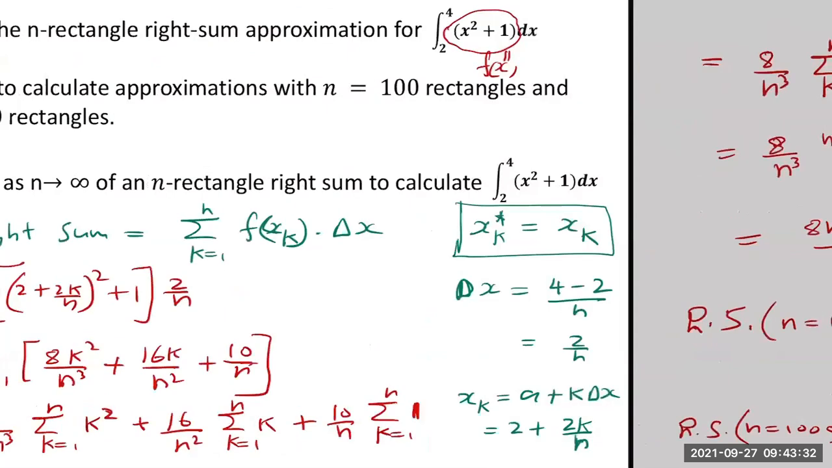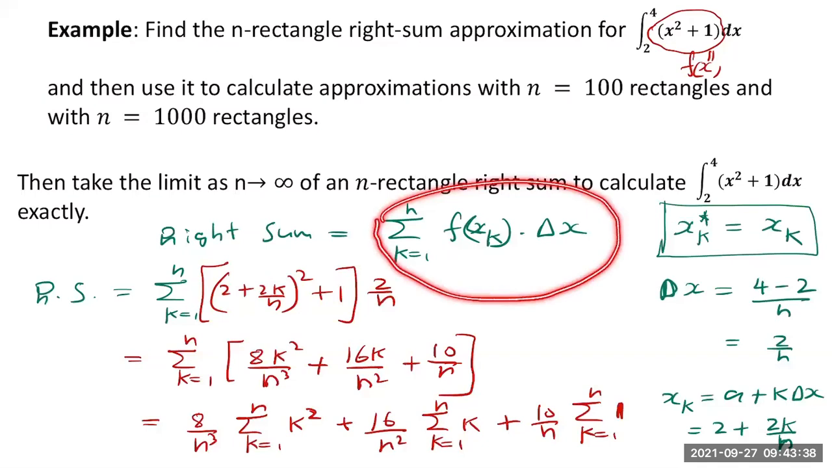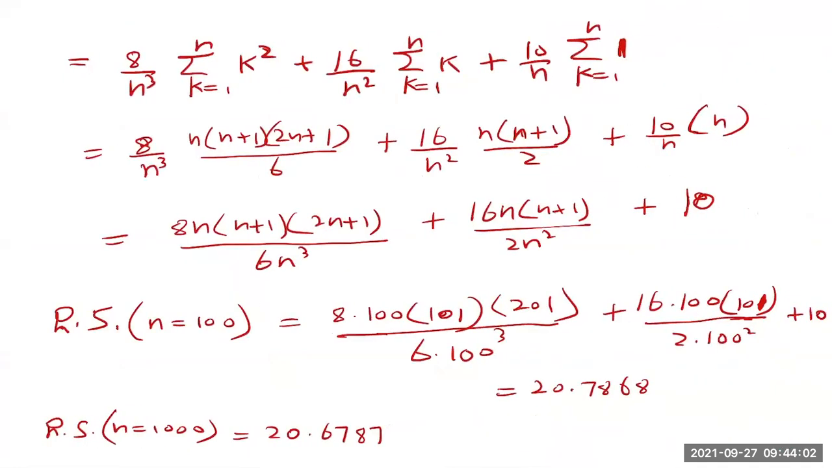And we started with this formula. Remember, we started with this formula. And if I take the limit as n goes to infinity, by the definition of the definite integral, we get the value of the definite integral of f of x, which is x squared plus 1, from 2 to 4. That's the definition. If I take the limit as n goes to infinity, that should give you this definite integral by definition. All right, so let's calculate the definite integral by taking the limit here.